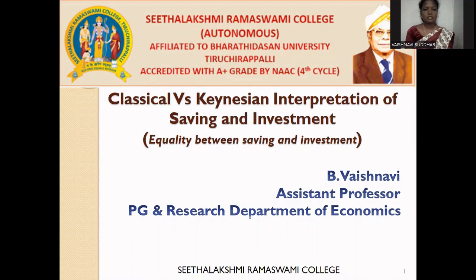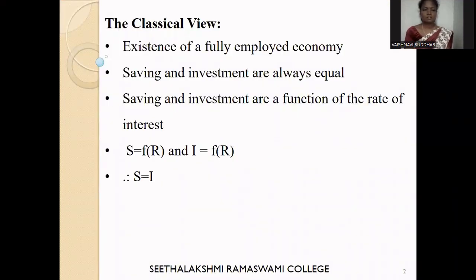We are going to see the classical versus inflation interpretation of saving and investment, bringing equality between saving and investment. According to the classicists, there is full employment existing in the economy, and saving and investment are always equal. According to the classicists, savings and investments will always be equal and will find their equilibrium together. Then, saving and investment are a function of the rate of interest.